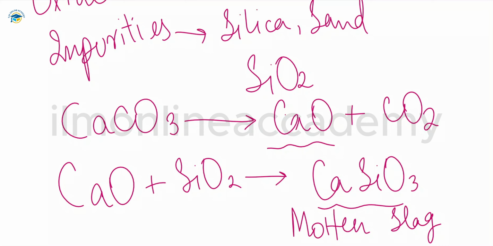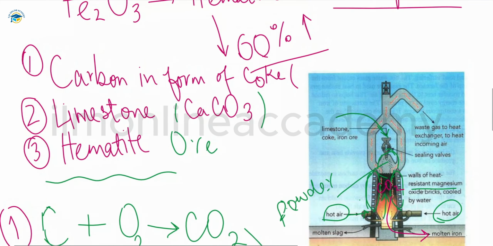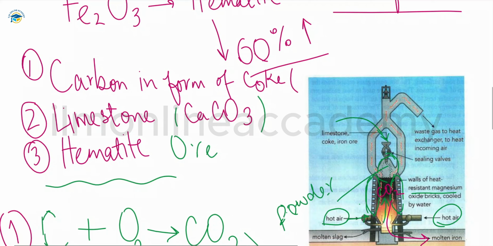The hot waste gases escape from the top of the furnace. The gases are used in heat exchangers to transfer heat to the incoming air, and this helps to reduce the energy cost of this process also. So the extraction of iron is a continuous process. We are continuously adding the raw materials, and a blast of hot air moves upward and forms carbon dioxide. That's why it's a cheaper process than the electrolytic process and can be used to extract some metals. Next we will summarize all this extraction process.